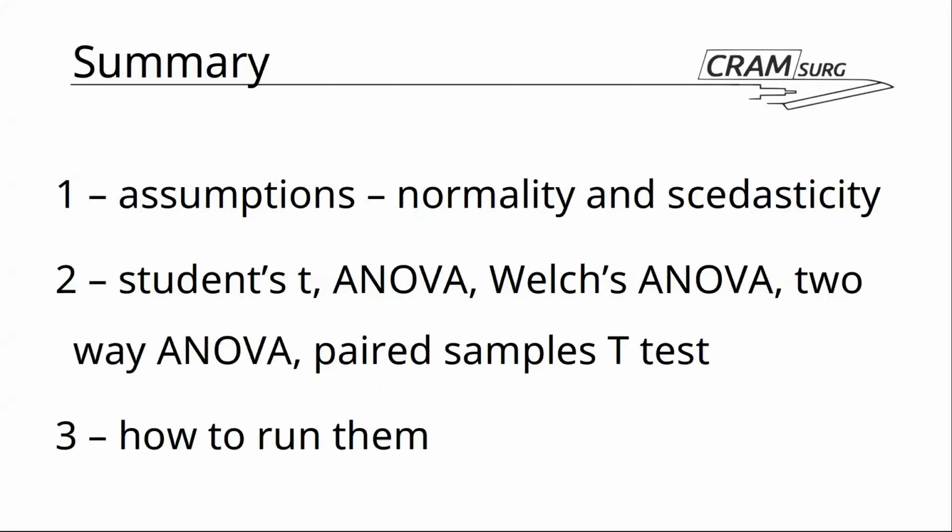Quick run through what we've done so far. We talked about assumptions. We hammered now 15 million times on normality and homoscedasticity, and we are going to hammer more on those. We talked about Student's t-test, ANOVA, Welch ANOVA, two-way ANOVA, paired samples t-tests, and how to run them. And today we're going to go a little bit further, but we run a very quick recap of what we've done so far using a similar method compared to what we did last time.